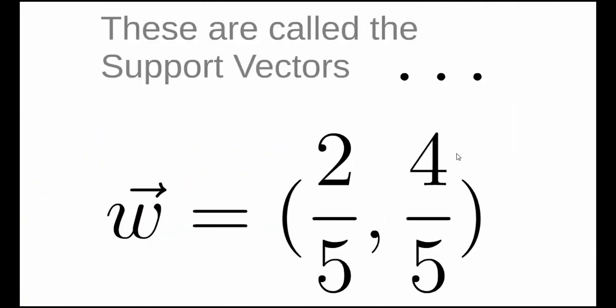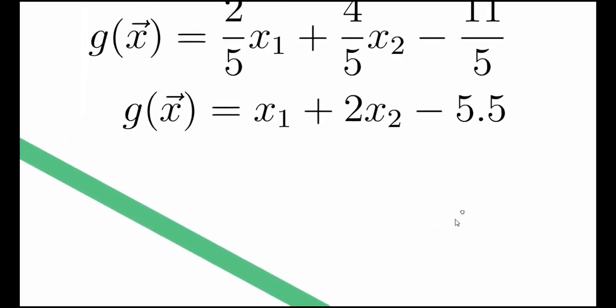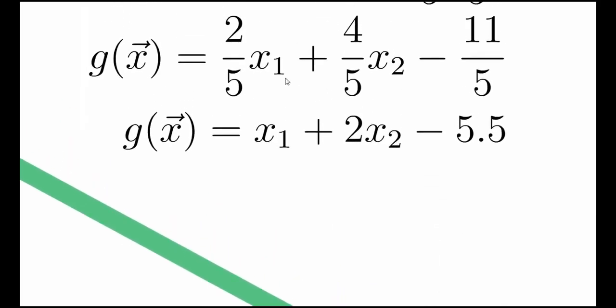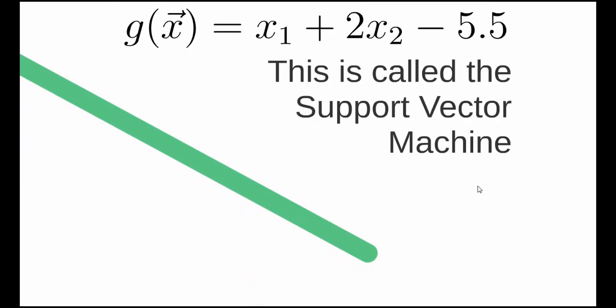So in this case, these are called the support vectors because they compose the omega value, 2 divided by 5 and 4 divided by 5. When we substitute here the values of omega, 2 divided by 5 and 4 divided by 5, and also the omega 0 value, we will deliver the final equation, which defines this green hyperplane, which is x1 plus 2 times x2 minus 5.5. And this hyperplane classifies the elements using support vector machines.